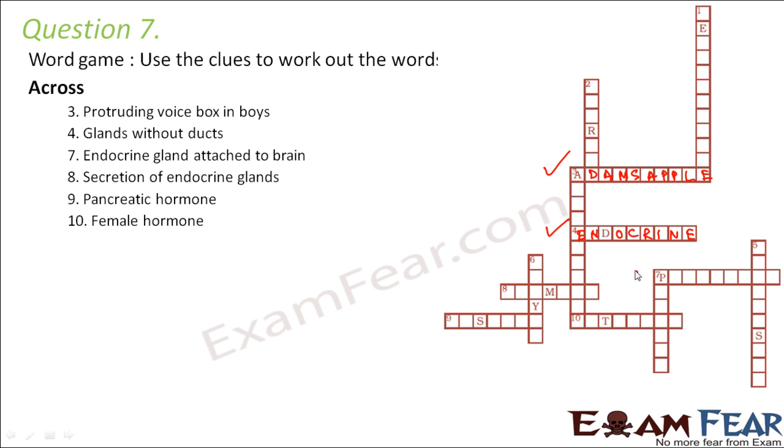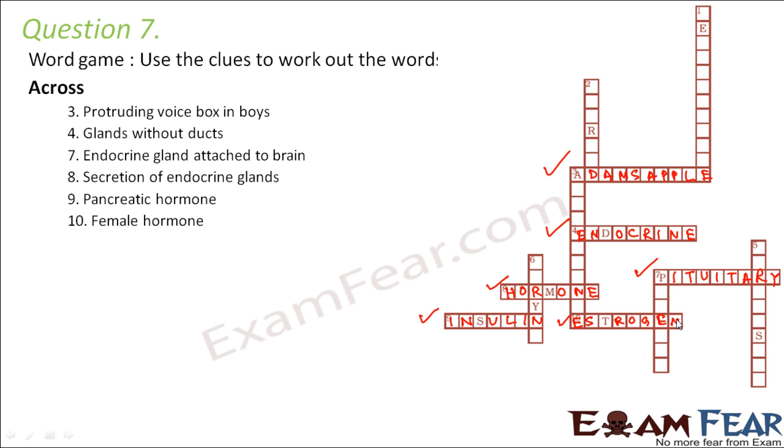Number 7. So where is number 7? Here. Endocrine gland attached to brain. So the master gland, which is pituitary. 8. Secretion of endocrine glands. What do endocrine glands secrete? The most important thing is hormone. 9. Pancreatic hormone. Hormone released from pancreas. One such hormone is insulin. This reduces the blood sugar level. 10. Female hormone, that is estrogen.